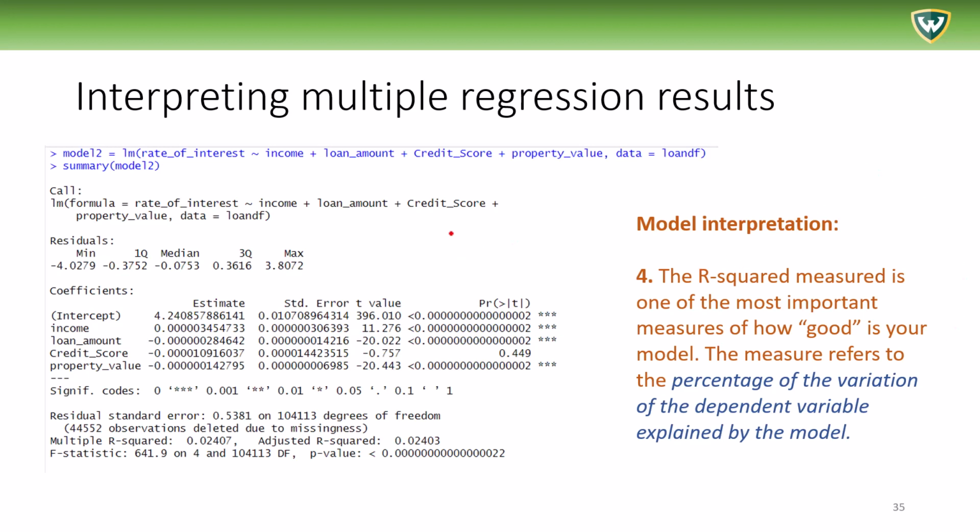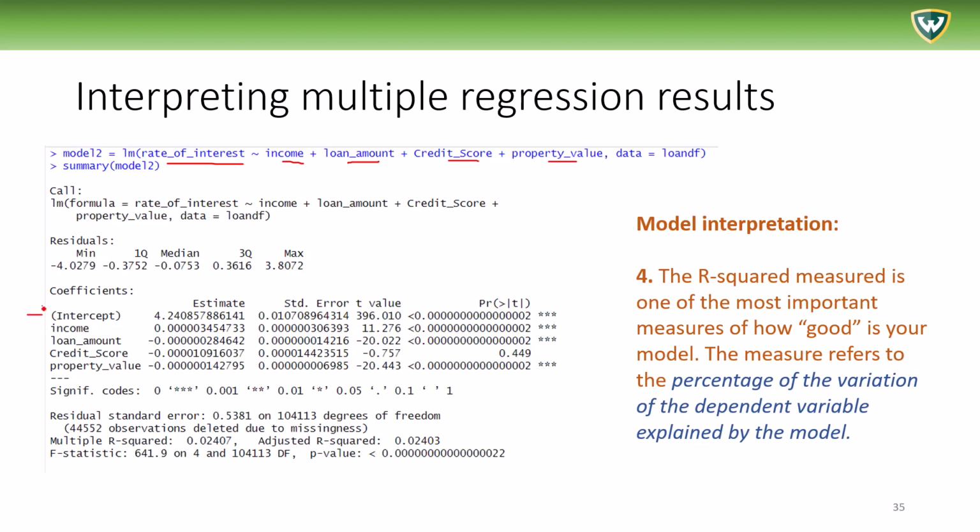So I built a model here from one of the example data sets that I have. And you can see, here for your records as well, I'm building the LM, linear model, and the rate of interest is what I'm trying to predict, the outcome. And then income, loan amount, credit score and property value are the predictors. So I'm hypothesizing that these can explain the rate of interest. These are potential predictors of the rate of interest. So I build the model from the data that I had, and then I get the results of the model here.